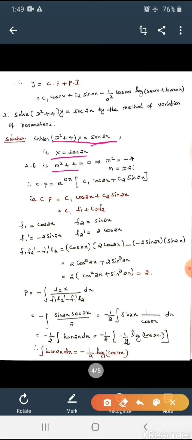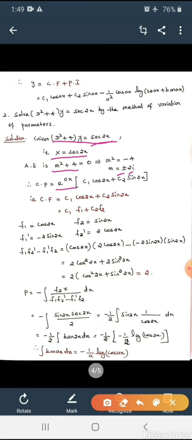Now let us form the complementary function. We know that the formula is e power alpha x into (c1 cos beta x plus c2 sin beta x). So here alpha, the real part, is 0 and the imaginary part beta is 2. So if you substitute in the formula, we get e power 0x into (c1 cos 2x plus c2 sin 2x). Therefore the complementary function is c1 cos 2x plus c2 sin 2x, because e power 0x value is 1.